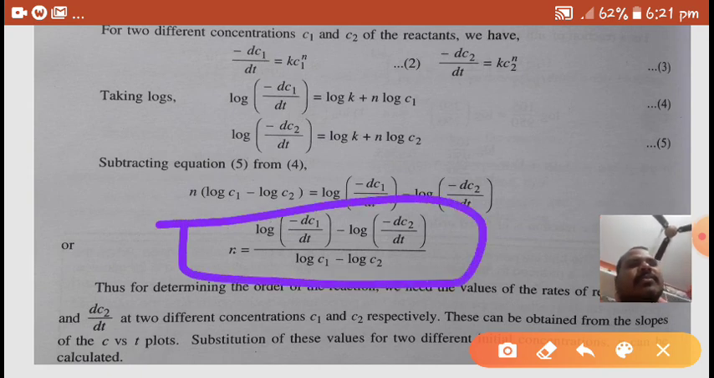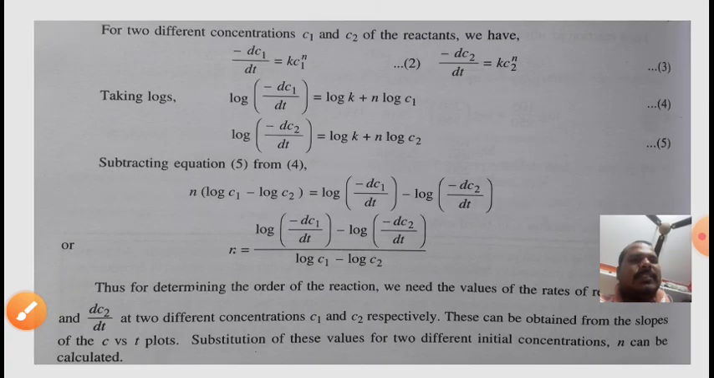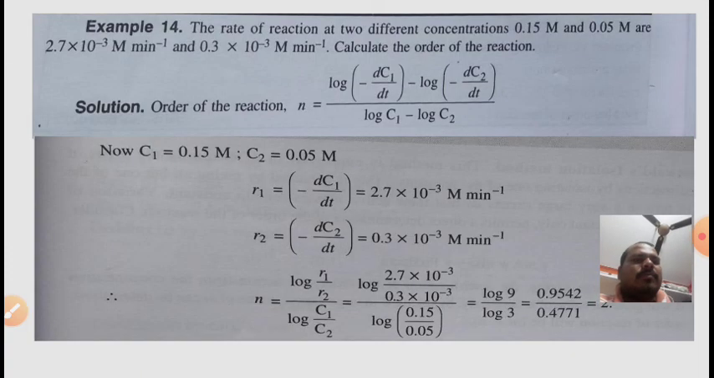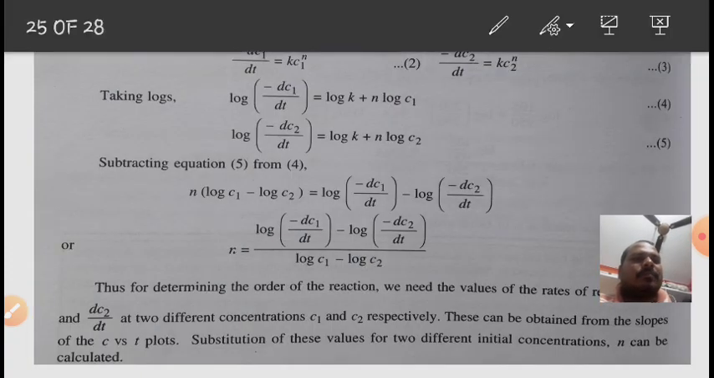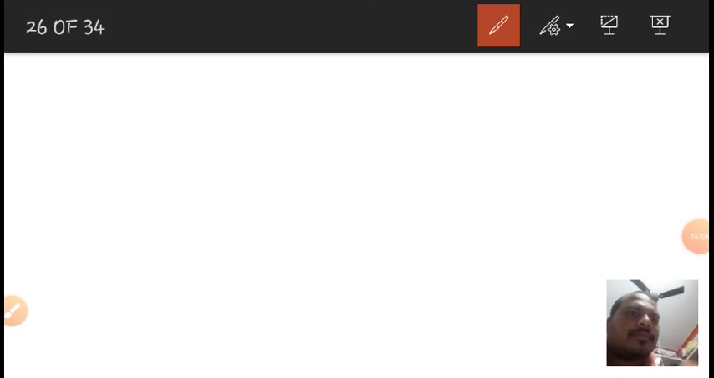From this equation, we can determine the order of a reaction with the help of the differential method, Van 't Hoff's differential method. We will discuss it in an elaborate manner. So, Van 't Hoff's differential method, we are discussing now.